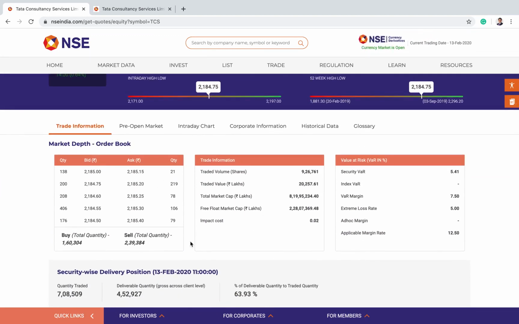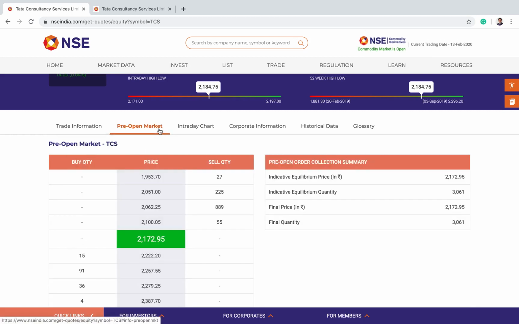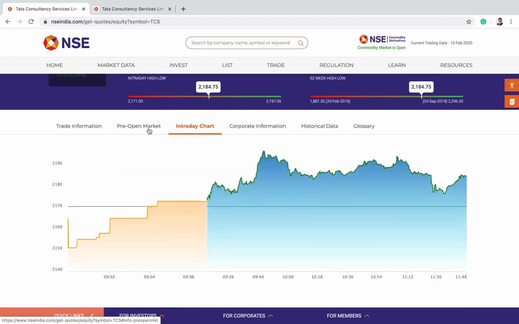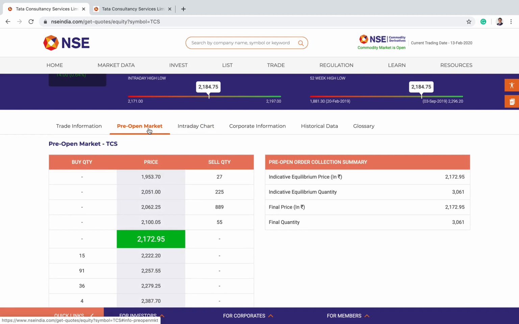It is the real-time data which is going on. It displays the order book. Pre-open market will show, intraday chart will show. Pre-market open is between 9 to 9:07. You can place the order. They collate all the orders, then process them between 9:08 to 9:15, and then at 9:15 trading starts happening.